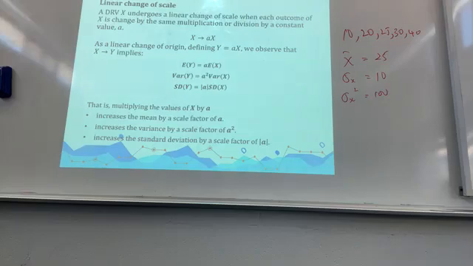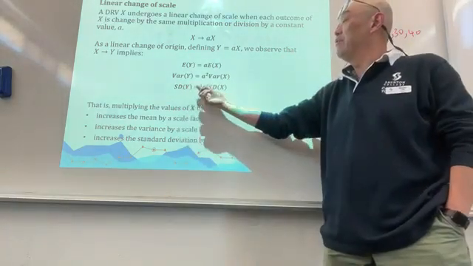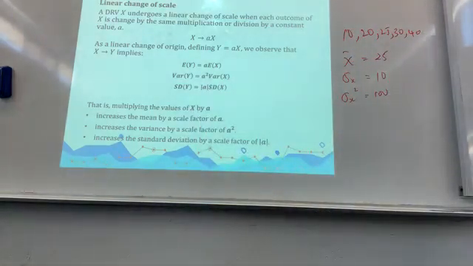So y is actually A times x. So we therefore observe that the expected value of y is A times the expected value of x. The variance of y is A squared times the variance of x. And the standard deviation of y is the absolute value of A times the standard deviation of x. Alright? So, that's some important stuff.